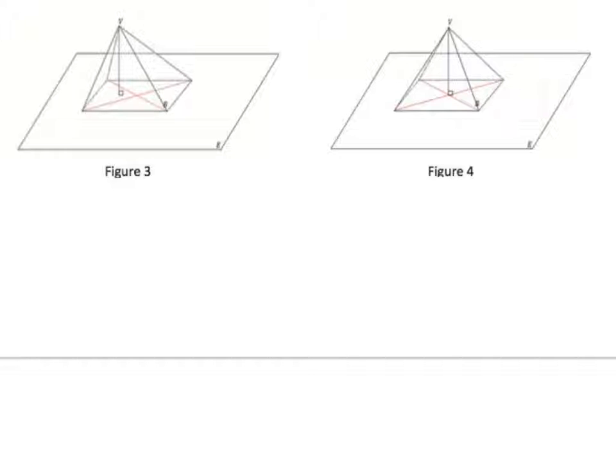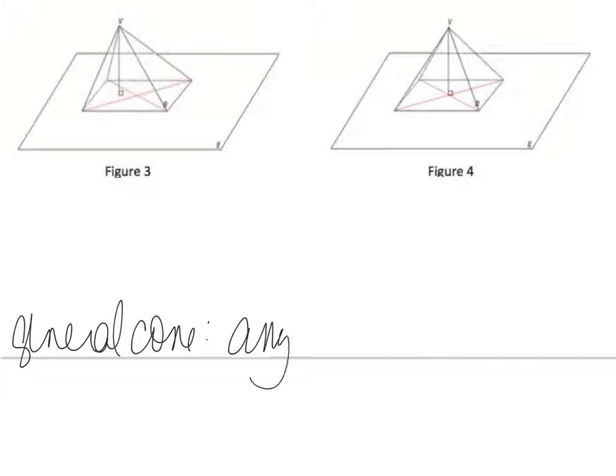The definitions are really the same. The only difference is that a rectangular pyramid has a rectangular base. Okay, I've got this base here, and the general cone had the funny polar bear base. Basically, the general cone can have any base. But a rectangular pyramid has to have a rectangle for a base.